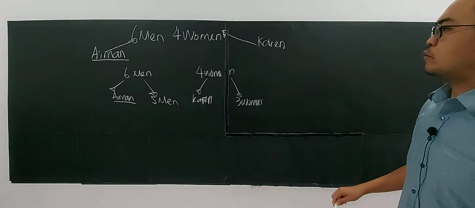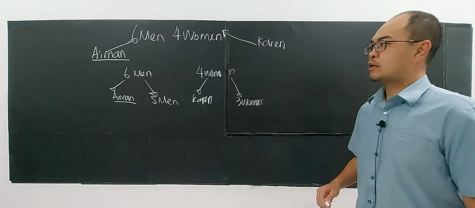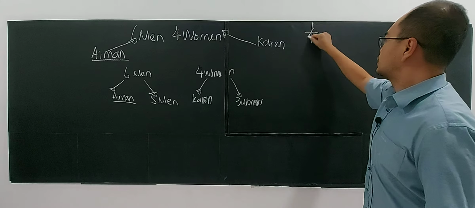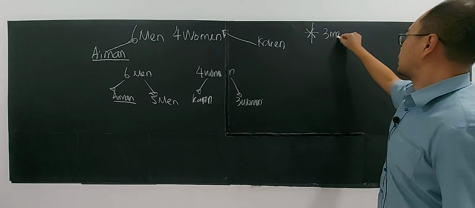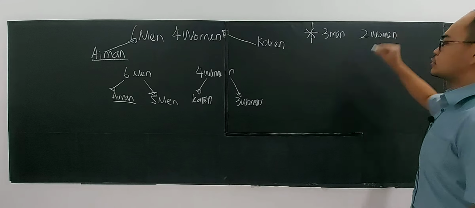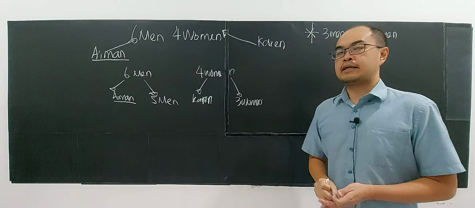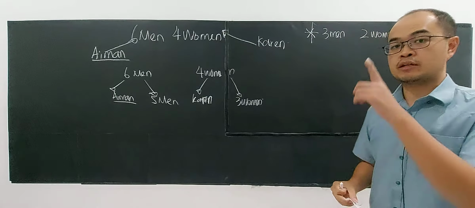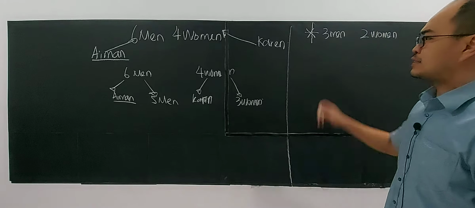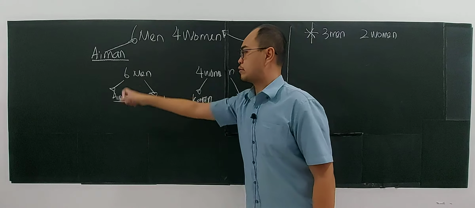So now how to form this committee? The condition here is that it must have 3 men and 2 women, right? I'll give you some situations. There are 2 ways of doing this. I give you the first alternative. The first alternative is, let's say Aiman wants to join the committee.